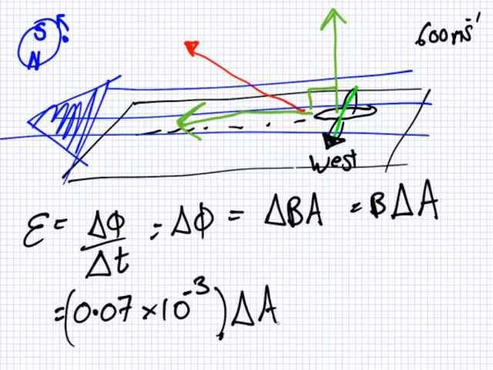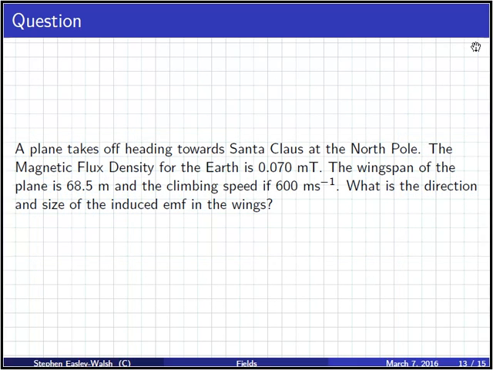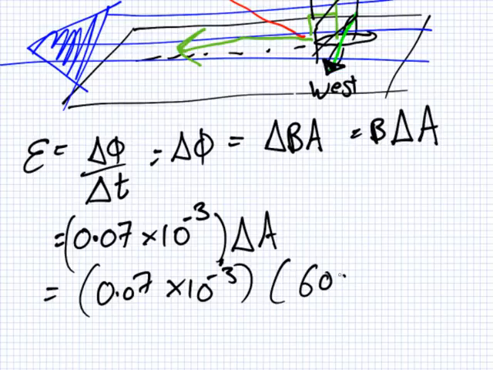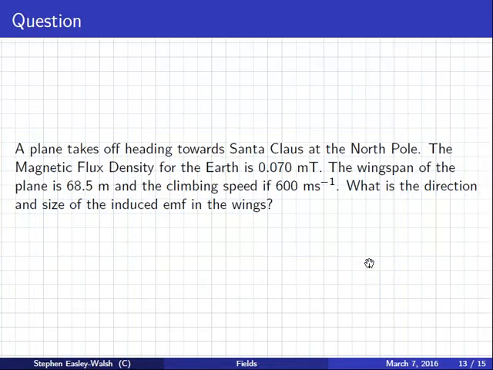The delta A is the area that the plane sweeps out. So as the plane climbs, the wings are sweeping out an area. Per second how much height has been added to the plane? 600, because its speed is 600 meters per second. And what is the length of the plane? Well, it says it in the question, it was 68.5 meters. So per second, what is happening is that the plane sweeps out an area of 600 by 68.5.